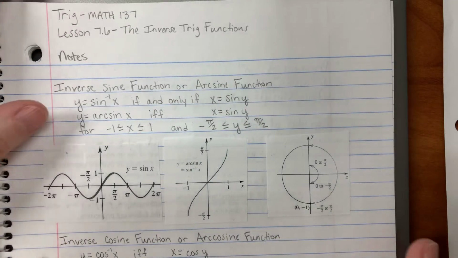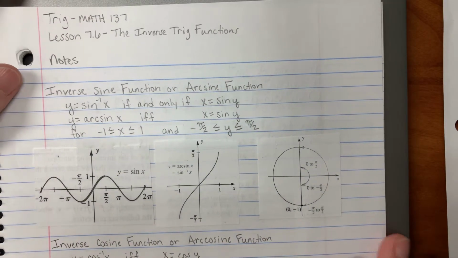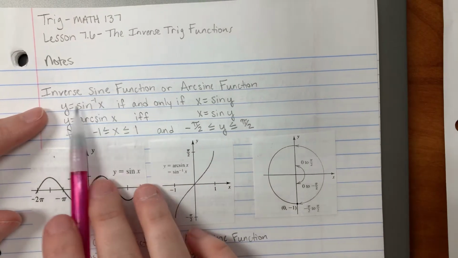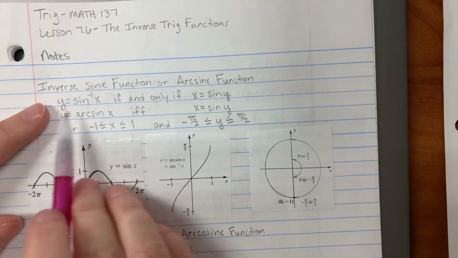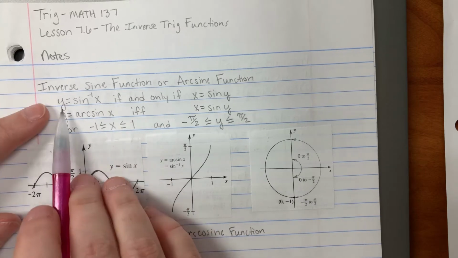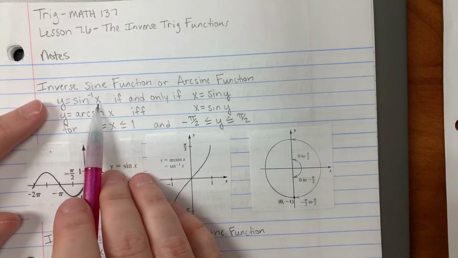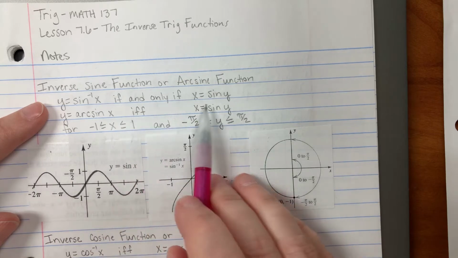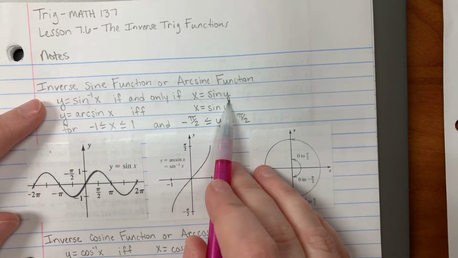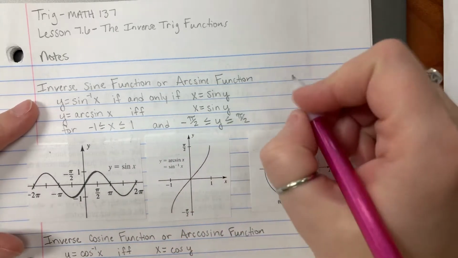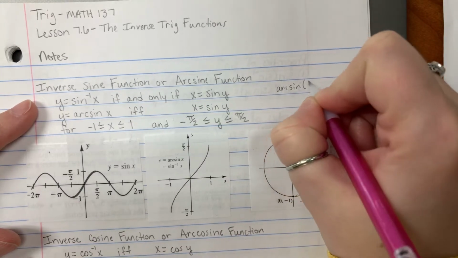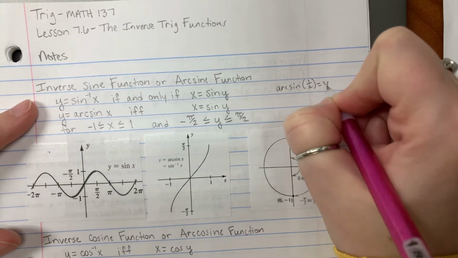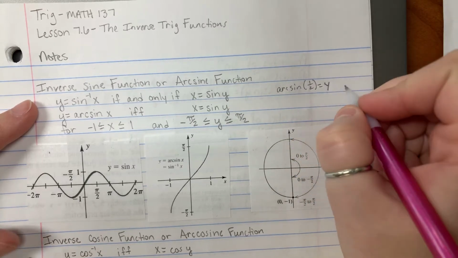All right, so for lesson 7-6, let's start out with just this idea of what is an inverse sine or an inverse cosine or inverse tangent. So they define it as this in the book. So y equals the inverse sine of x if and only if x equals the sine of y. So let's say, for instance, somebody says, I have the arc sine of 1/2 equals y. So how would I solve for y?